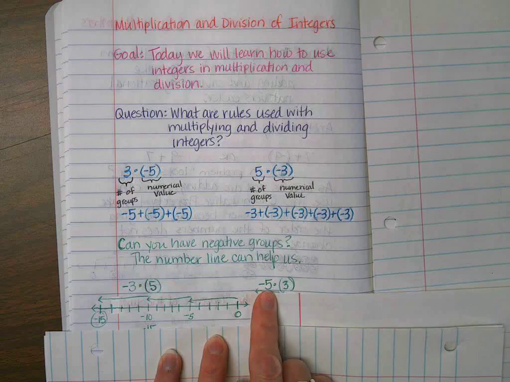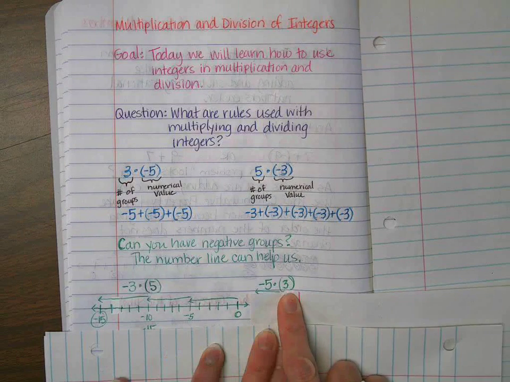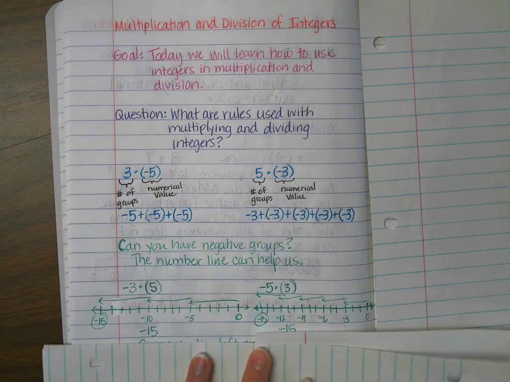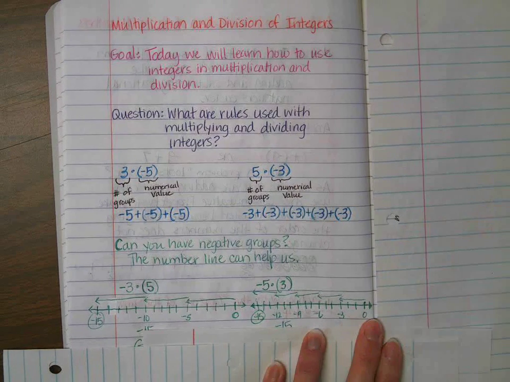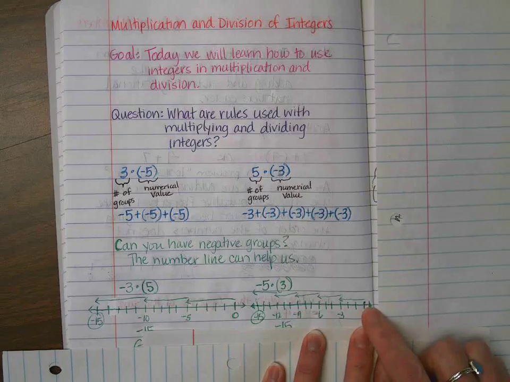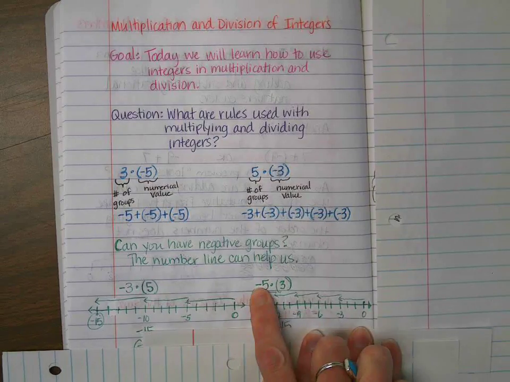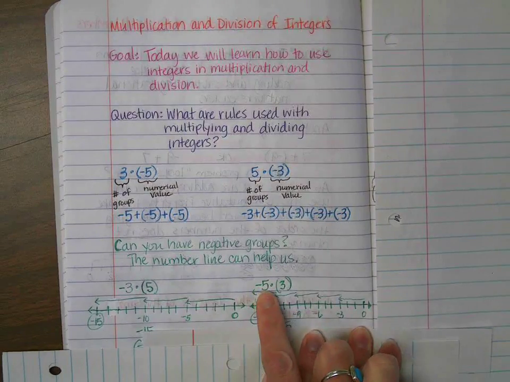We're going to go to the left 5 times this time in shorter chunks of 3. So here's the number line. Sorry for the closeness, but I wanted you to be able to see it. So here we have our number line again. Start at 0, go to the left because of that negative right there.